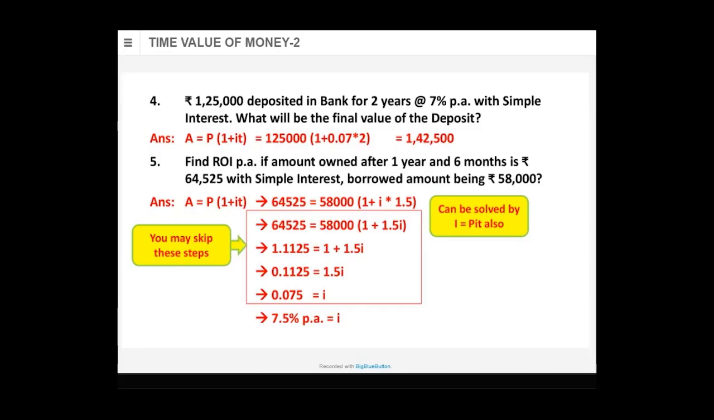Then use your calculator wherever I made a box. It said you may skip this step. Do it on a calculator, and you will get the answer as 0.075. If you want it in percent, you have to multiply it by 100.